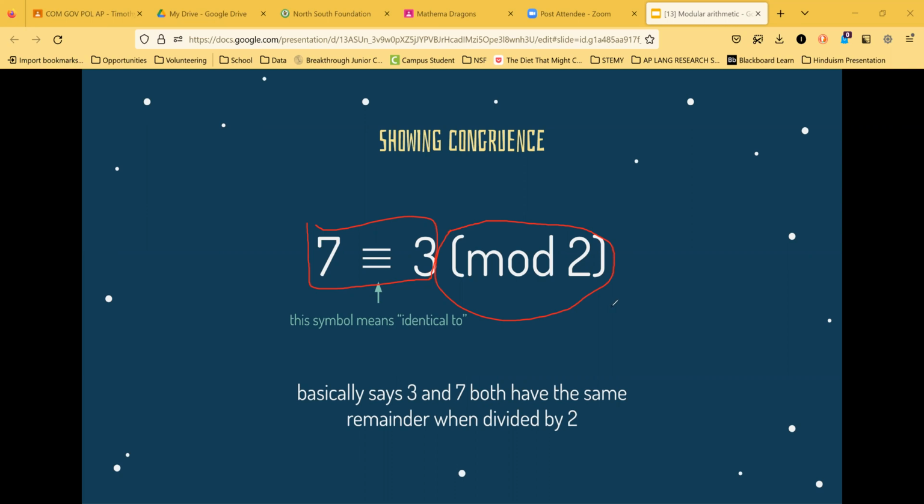If we were to perform mod 2 on both of these numbers, we would get the same result, and that result would be equal to each other. So make sure you're reading it like that rather than reading it as 7 is equal to 3 mod 2, because that is incorrect, because that's not what it's saying. So basically it says that 3 and 7 have the same remainder when divided by 2.